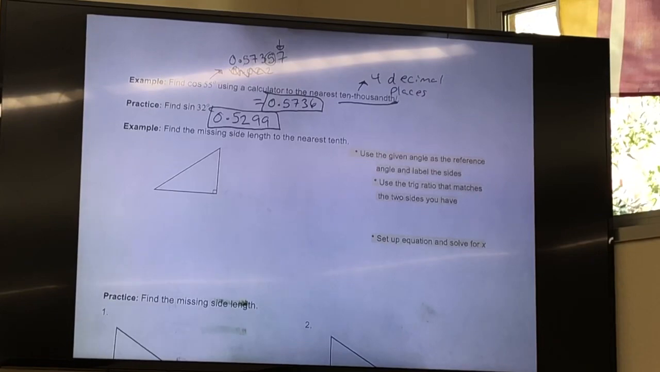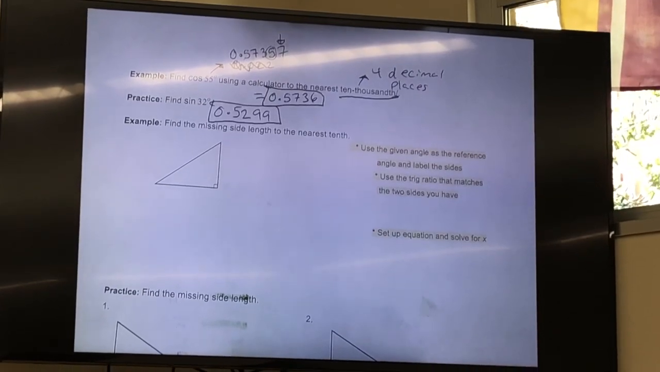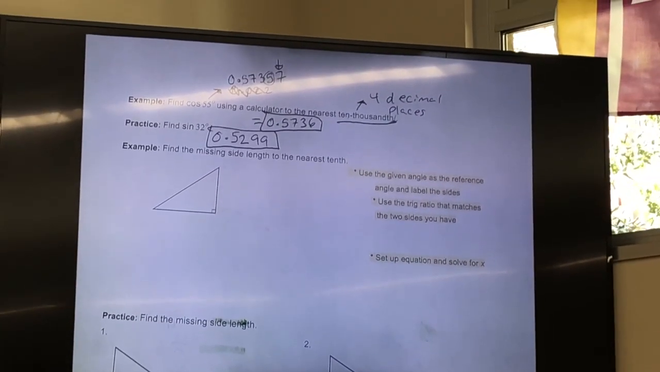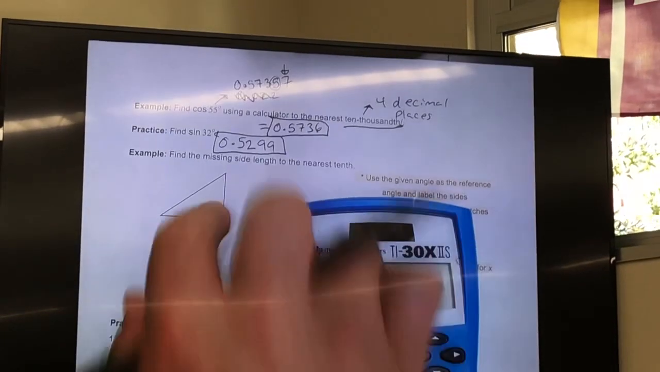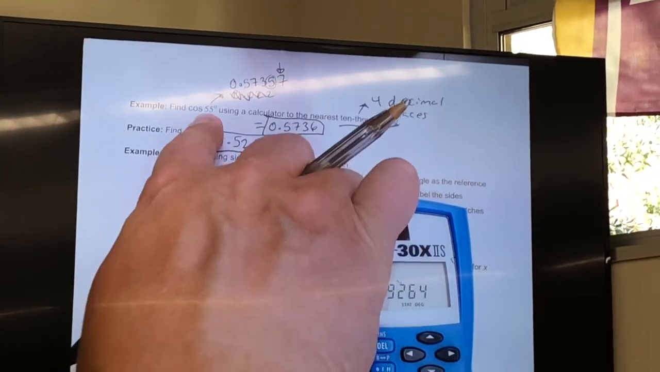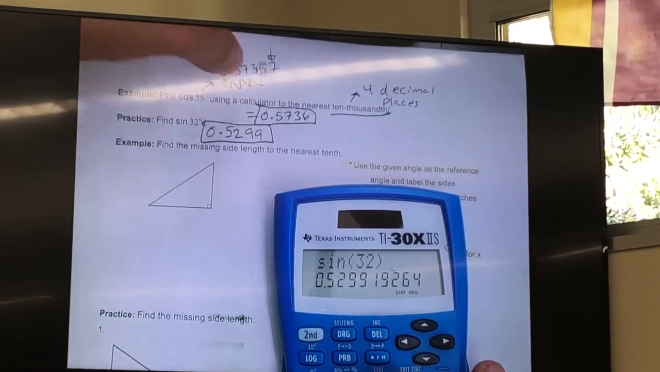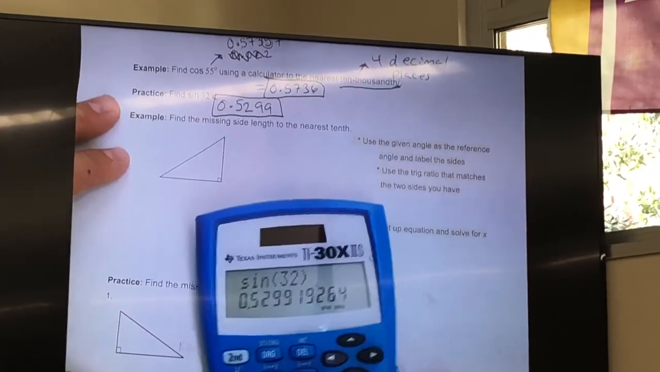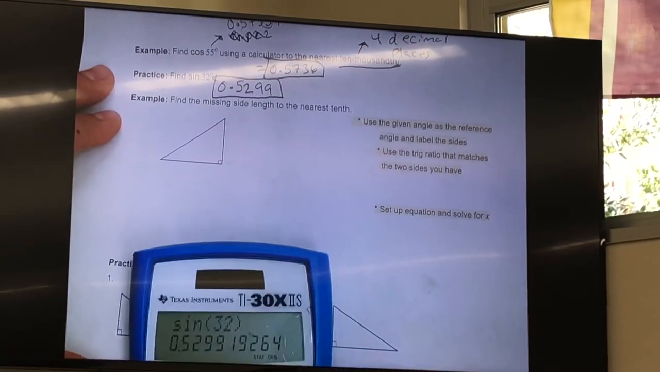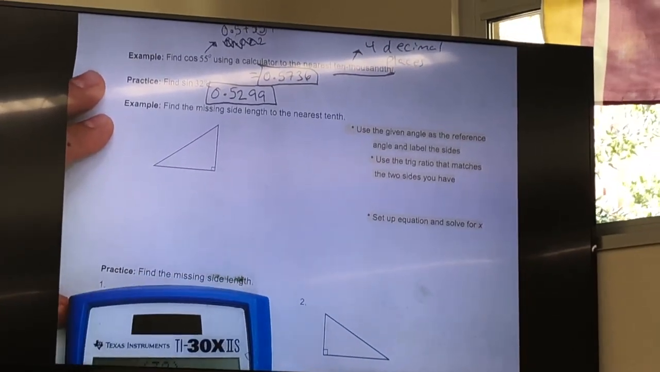Miss May, any questions or concerns? Easy calculator. Nice. So enjoy that calculator one. Again, there's no work to be shown on that. Plug in your calculator, write it down on your homework. Next example, find the missing side length to the nearest tenth. This one's a little different now.